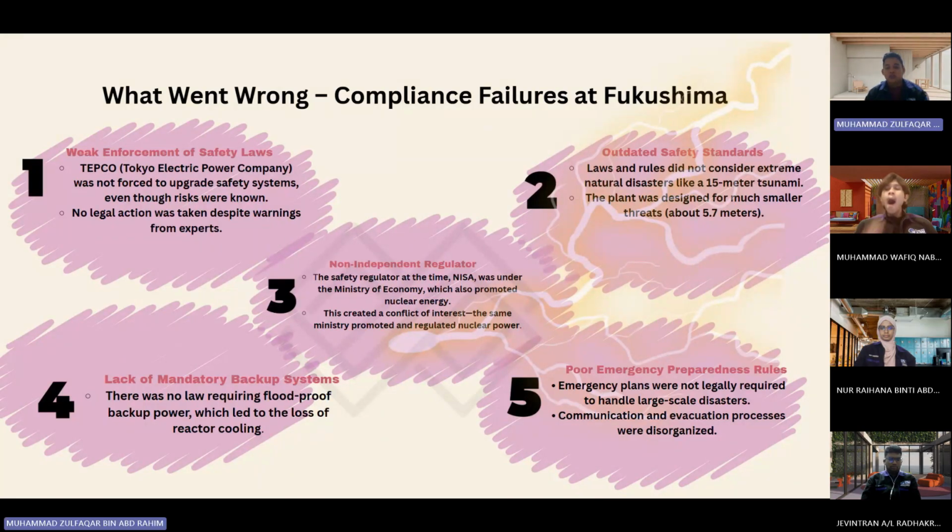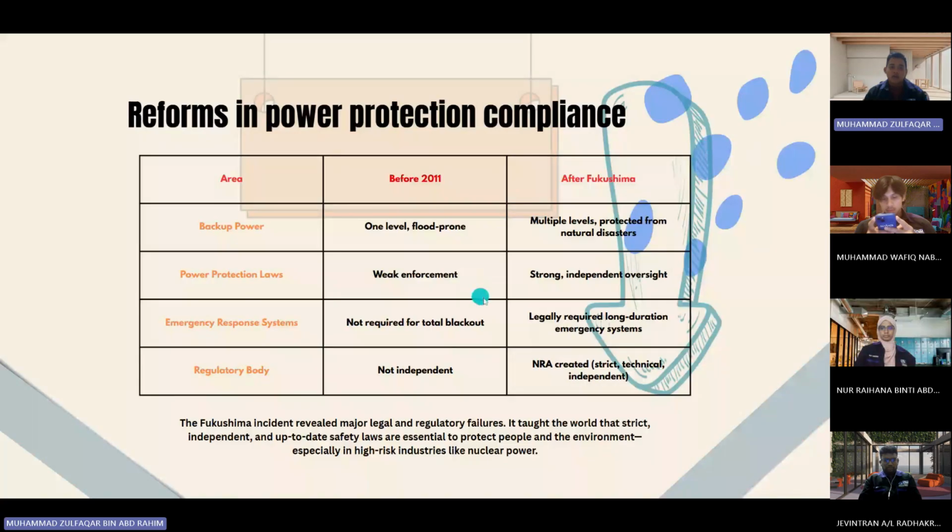And the last one is poor emergency preparedness rule. Emergency plan were not legally required to handle large-scale disaster. Communication and evacuation process were disorganized. This is the table of reform in power protection compliances.